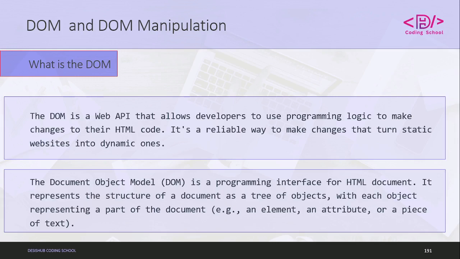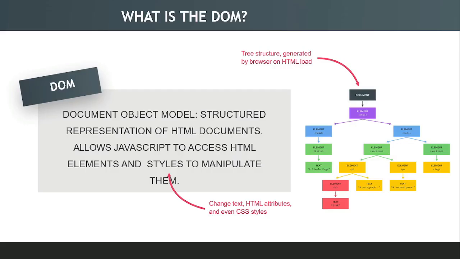The Document Object Model is a programming interface for HTML documents. It represents the structure of a document as a tree of objects, with each object representing part of the document. And this is also true. In the DOM we have access to the whole HTML code, how it looks, from the HTML to the head to the elements you have inside. We have access to all of them in the DOM.